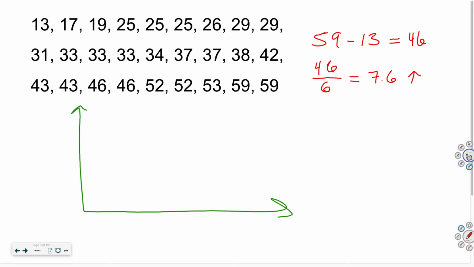So we're going to call this 8. Okay, we'll almost always round up. Call it 8. Okay, so 8 represents our intervals. What we just did was the creating of interval process. Okay, we're going to use intervals of 8 for this set of data. Okay, so intervals of 8.